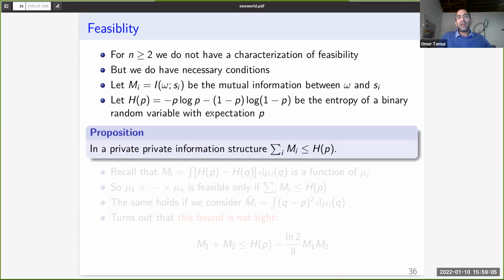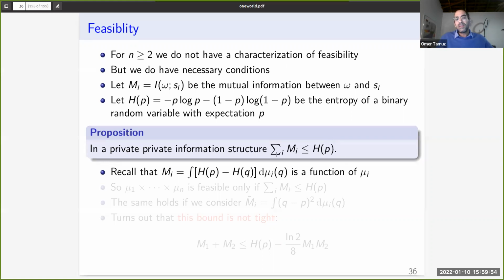A pretty straightforward information-theoretic claim is that in a private-private structure, the sum of mutual informations is at most the entropy of the state. So this is a strong sense in which I cannot give a lot of players a lot of information. This is obviously not true for, say, conditionally independent private signals, where I can reveal the signal to all the players. They all have mutual information equal to the entropy of the state, and I can have as many players as I want. But in a private-private structure, the sum of mutual informations is at most the entropy.